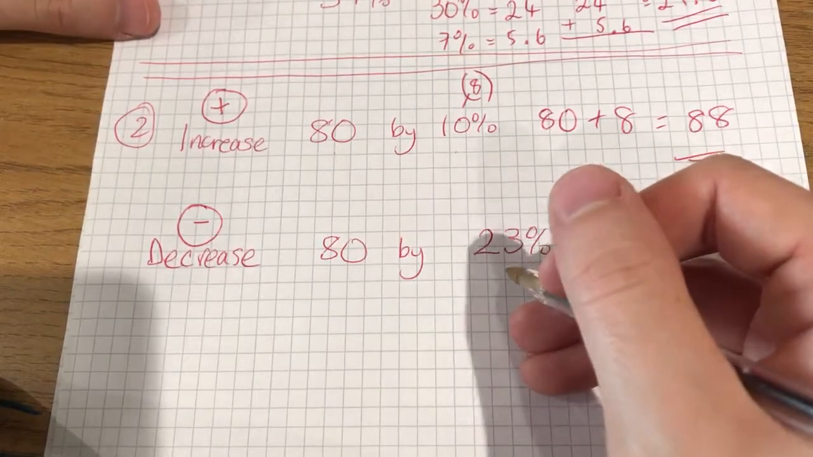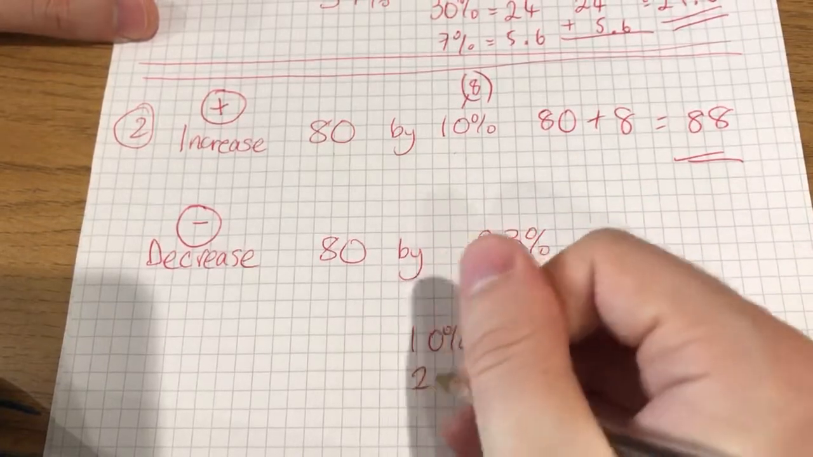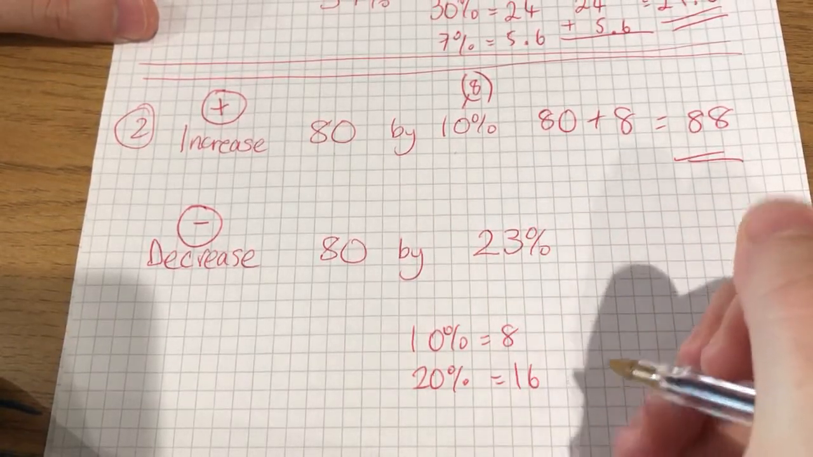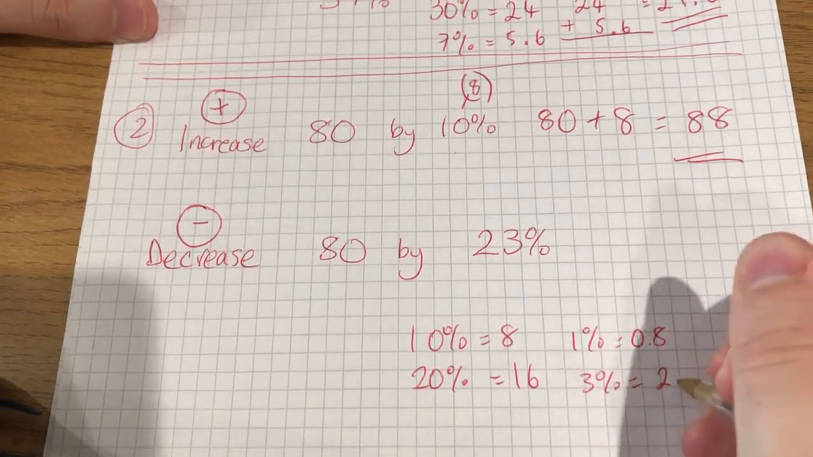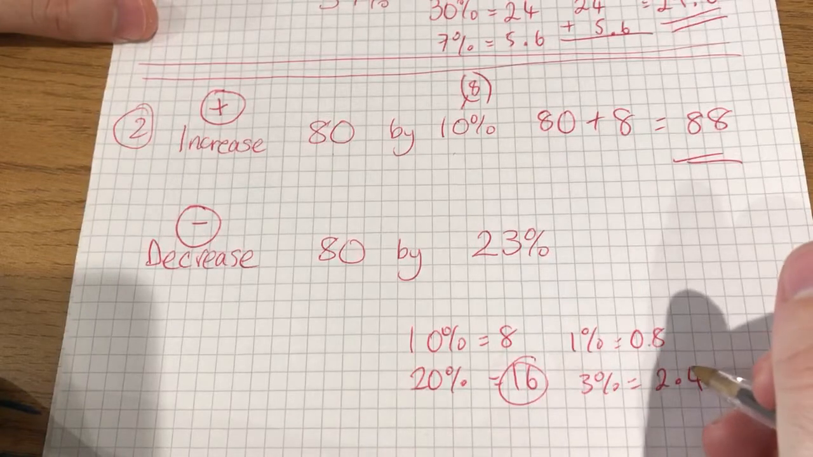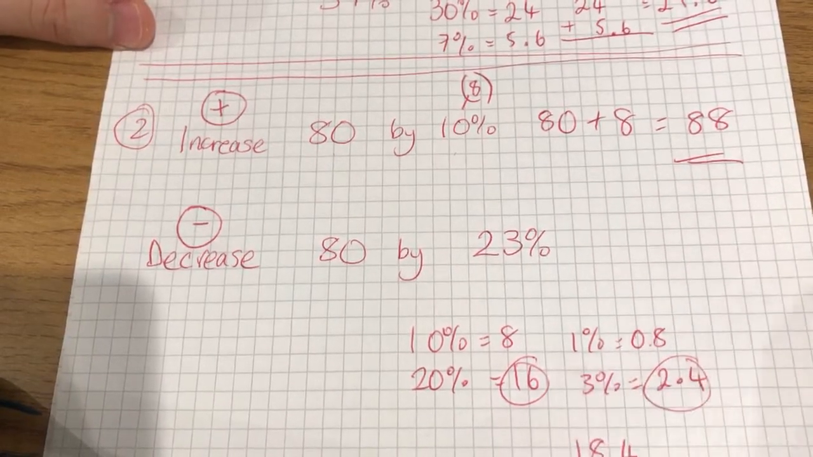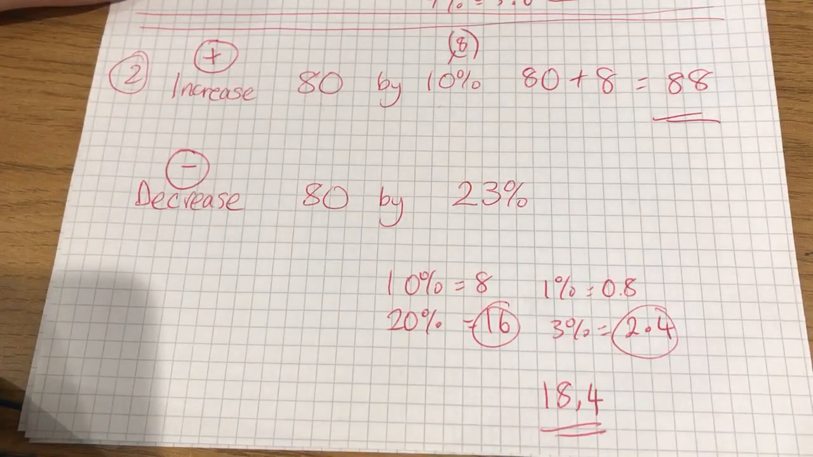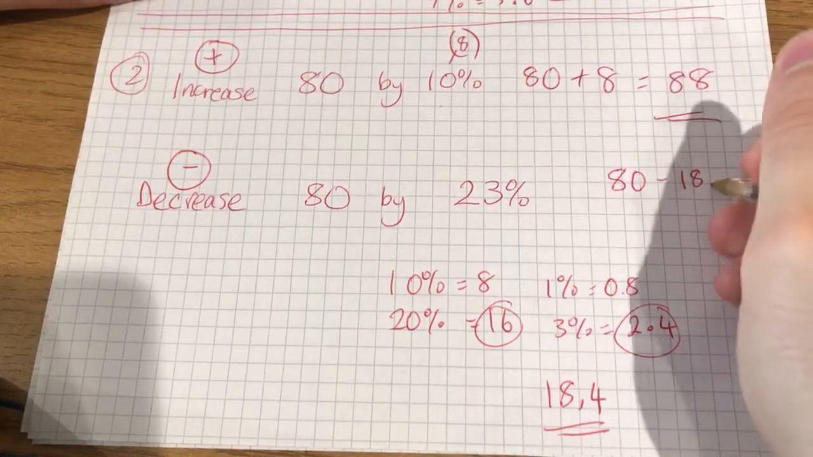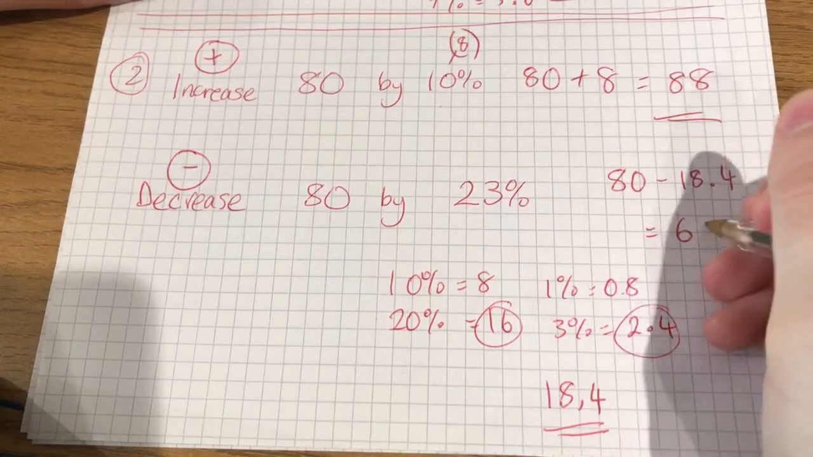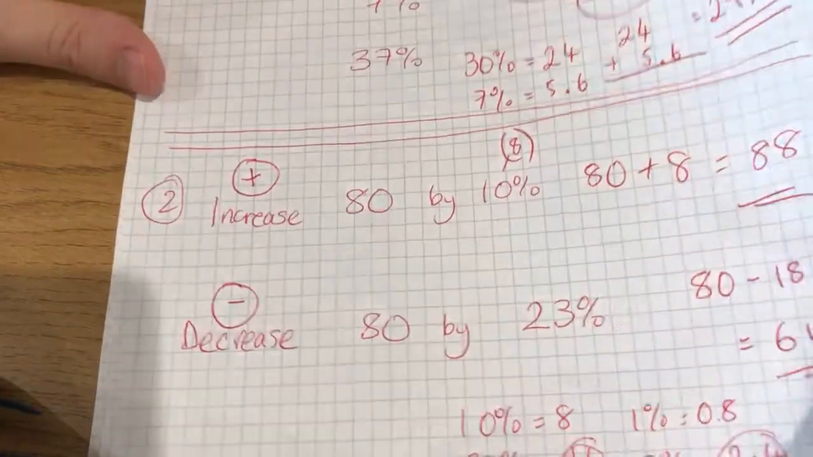So I'm going to work out 23%. Well, a little bit of notes I'm going to do on this. So 10% I remember is 8. 20% is double that, 16. 1% is 0.8. So 3% is triple that, 2.4. So that's my 20 and that's my 3. Add them together, 18.4. Now that finds my 23%, but doesn't decrease 80 by it. I need to now do 80, take 18.4, and I'm left with 61.6. You can take your time doing that. Don't panic, it doesn't need to be that quick. Okay, right.